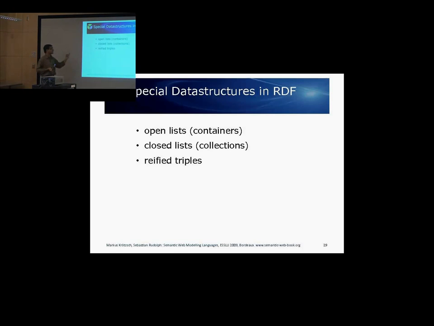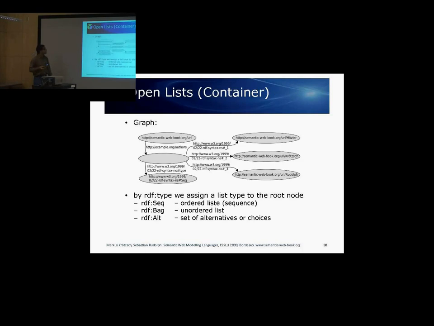So there are special data structures in RDF which are called lists or containers. If you have multiple things related to something, then there are containers and collections. There is a big difference between the two, and then there is also something which is called reified triples. Containers are basically open lists where there is no specific ordering. It's like putting a bunch of candies in a jar. They don't have any specific ordering, and you can take them out or put them in any order which you want.